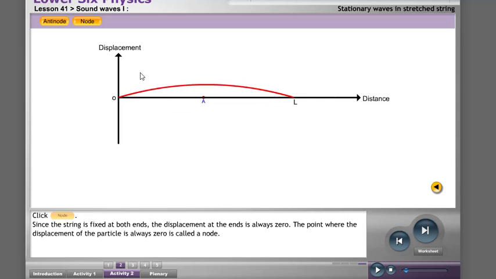Click Node. Since the string is fixed at both ends, the displacement at the ends is always zero. The point where the displacement of the particle is always zero is called a node.